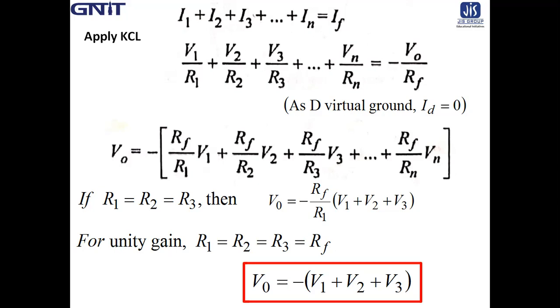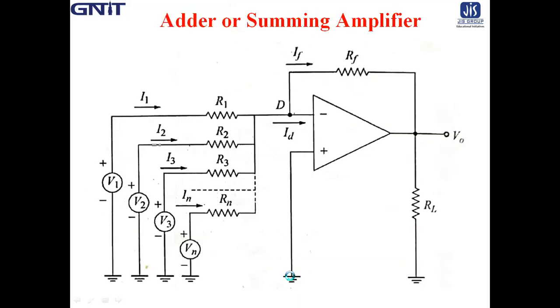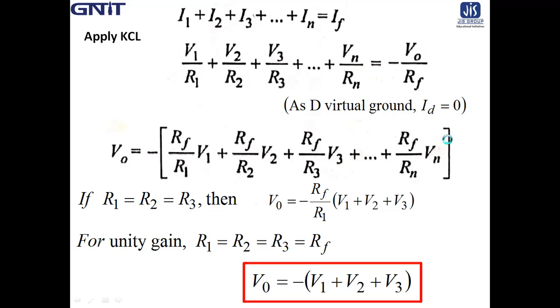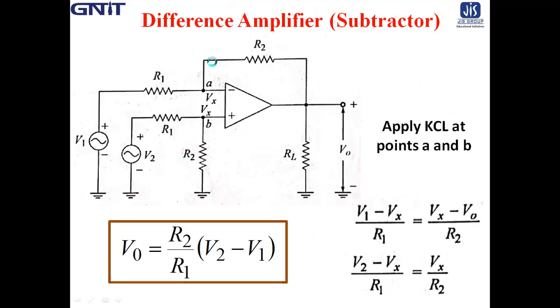Therefore, the output voltage is equal to the negative sum of all the voltages. Why does the negative sign come? Because it is based on the inverting amplifier. So the output voltage is shifted by 180 degrees, with all the voltage signals added. So that is why, V1 plus V2 plus V3, it is called a summing amplifier or an adder amplifier. Okay. Next we move to the differential amplifier, or it is called the subtractor circuit.